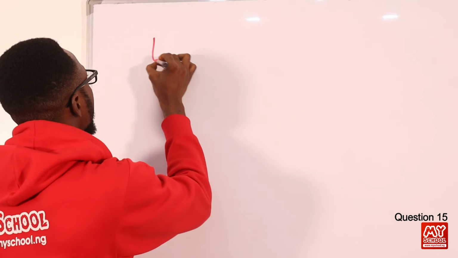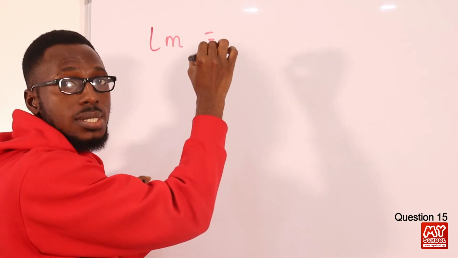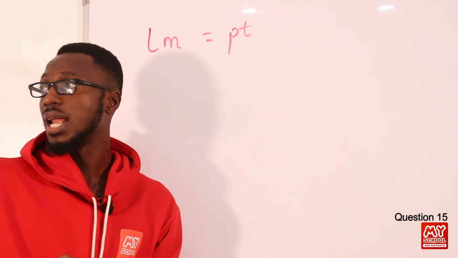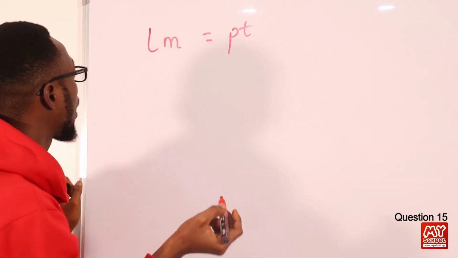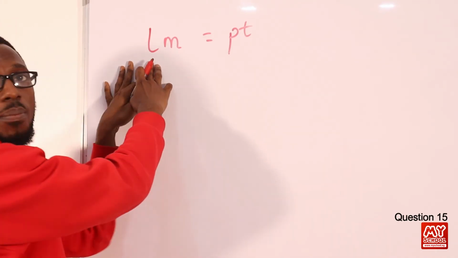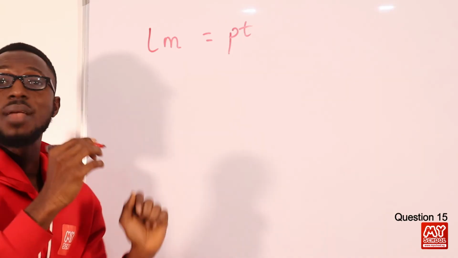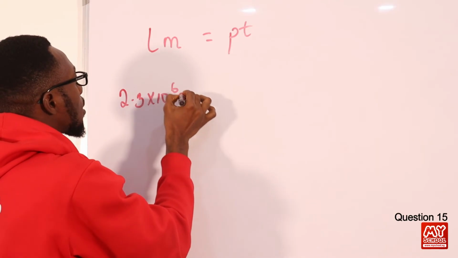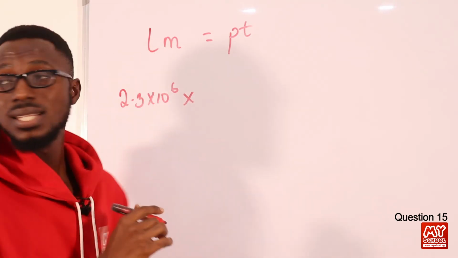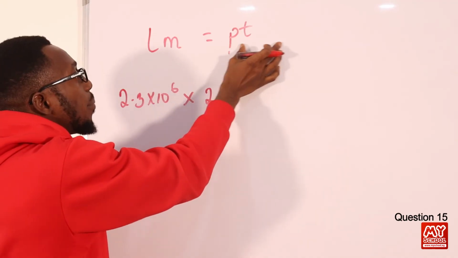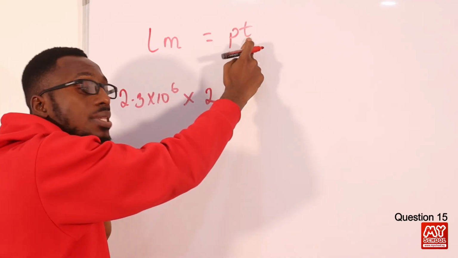All right, so we're just going to use this formula. We're going to use Lm equals PT. You remember it from our specific latent heat of vaporization formula. So this is what we have. The L is supplied as 2.3 times 10 raised to the power 6, times the mass, which is given as 2, and the power is given as 1000. So I'm going to divide both sides by 1000 since we are looking for the time t.